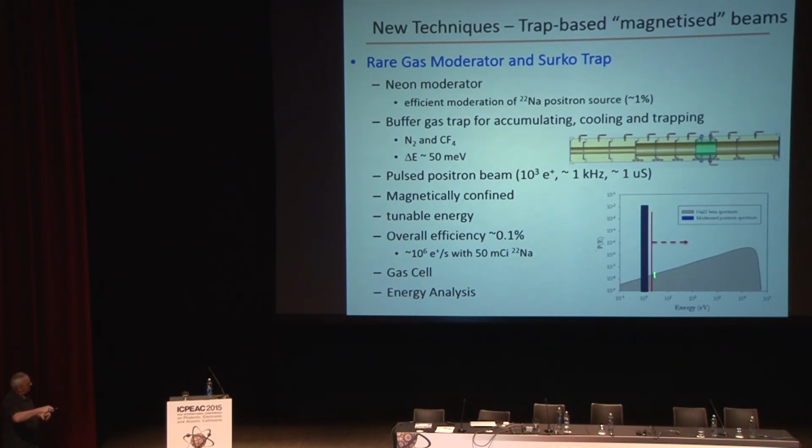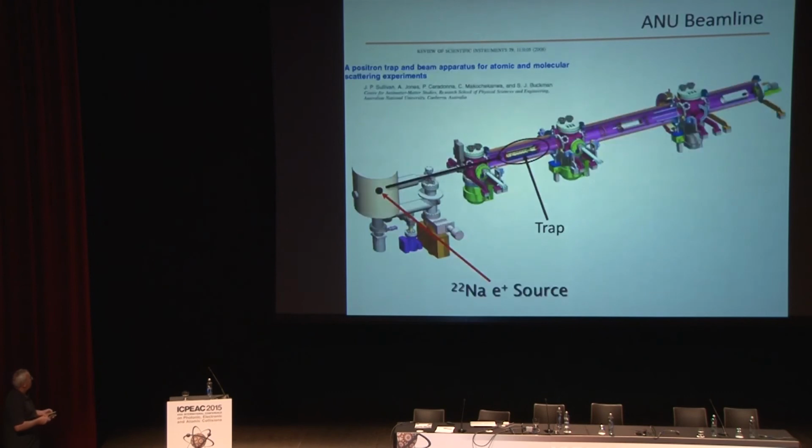This is intended to indicate the pulsed beam here. We can vary its energy electrostatically, of course, but this technology allows us to greatly reduce the energy width of the beam and have a much more controlled source of tunable positrons. The overall efficiency is about 0.1%. So with a 50 millicurie sodium source, which is a very strong source, we end up with about a million positrons per second in our pulsed beam. And then we can pass that into a gas cell and do energy analysis and scattering.